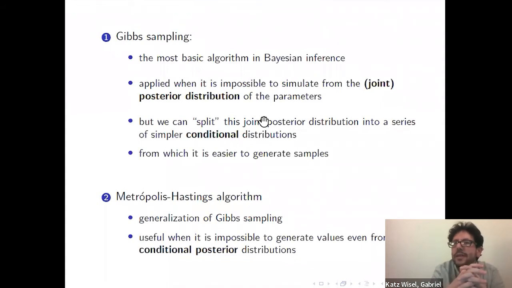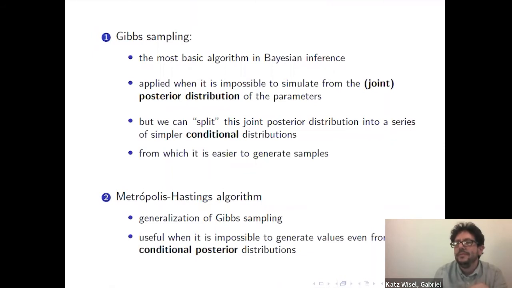This is what the Gibbs Sampler does. It breaks down the problem of generating samples of the parameters via simulation, because I cannot simulate from the joint posterior distribution. But if I break down the problem into a series of conditional distributions, I may then be able to simulate. And the Metropolis-Hastings algorithm is a generalization of the Gibbs Sampler that we apply when even this approach of breaking down the joint posterior distribution of the parameters into a series of simple conditional distributions doesn't work.